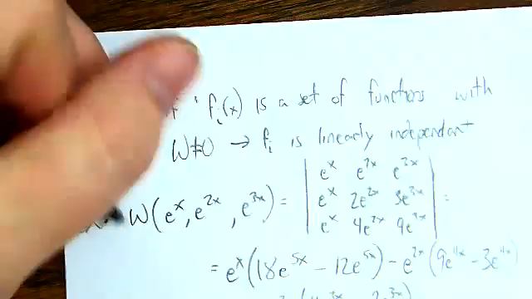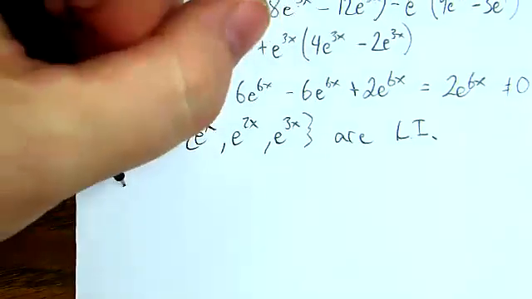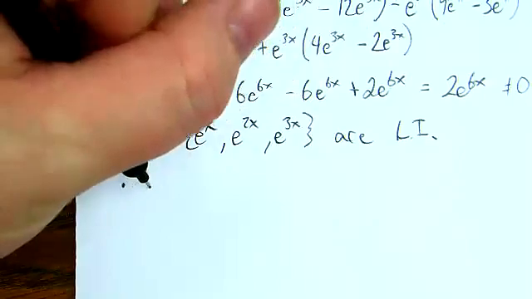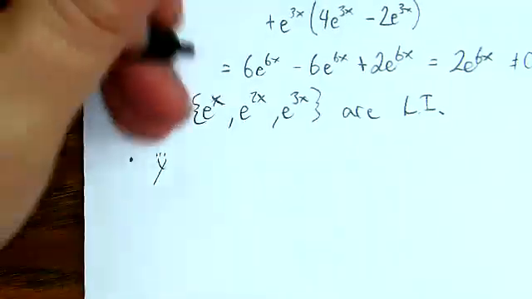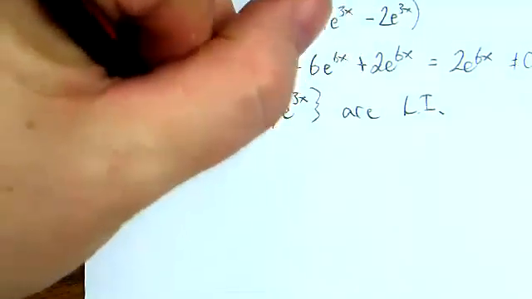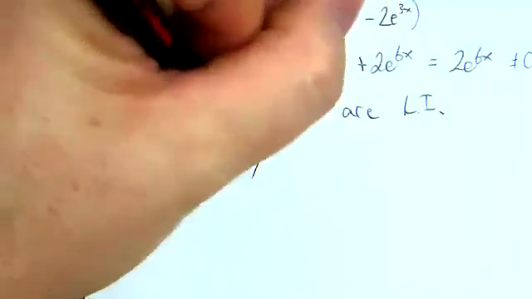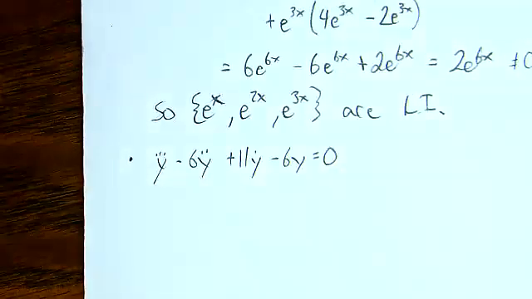Going further, we've verified they're linearly independent. Let's see if they solve the differential equation: the third derivative of y minus 6 times the second derivative of y plus 11 times the derivative of y minus 6y equals 0.